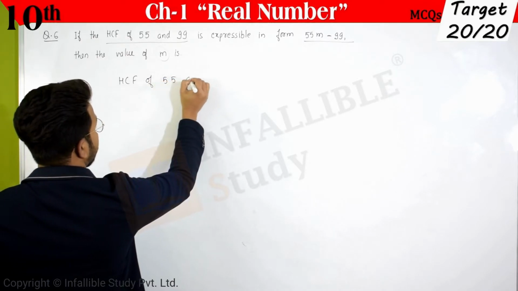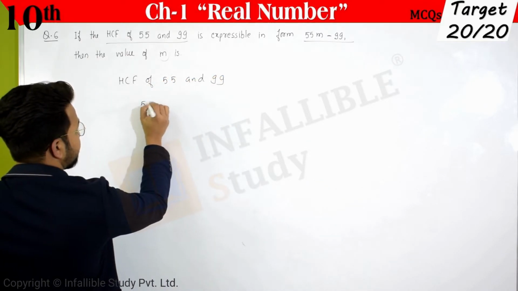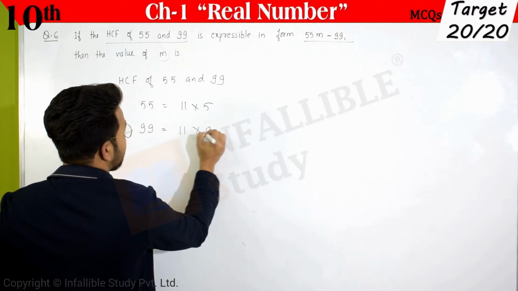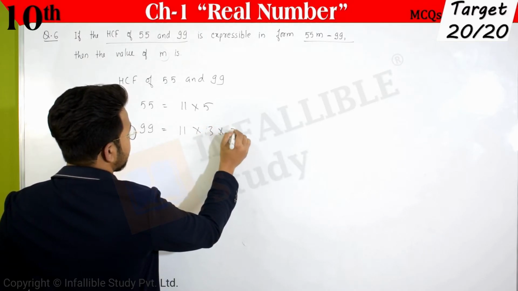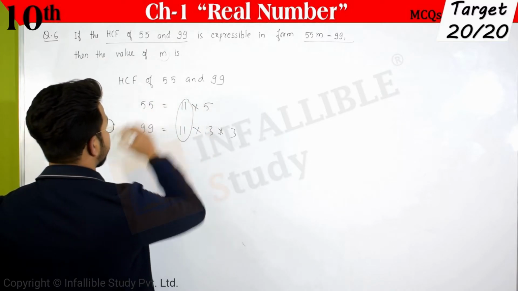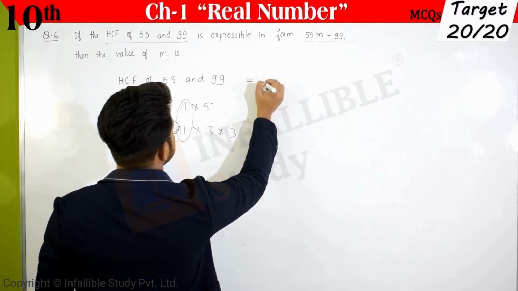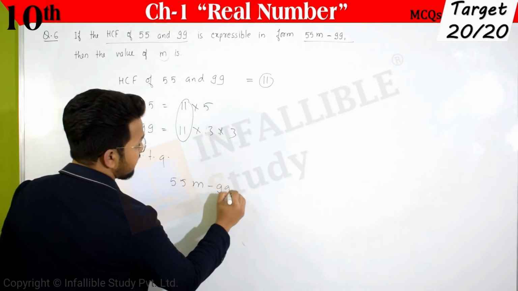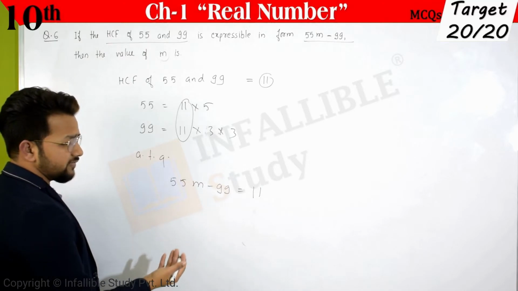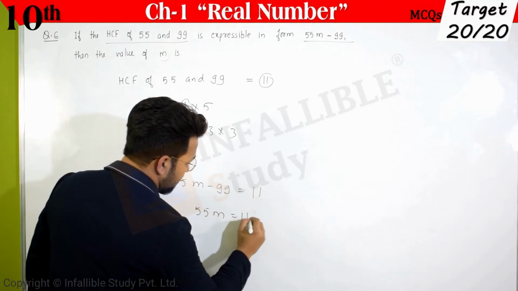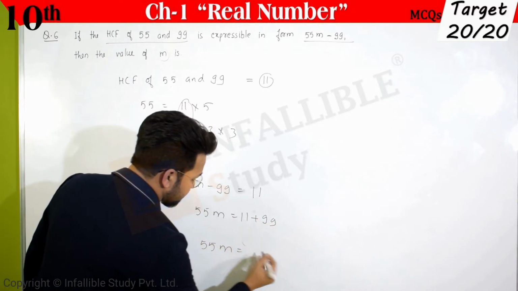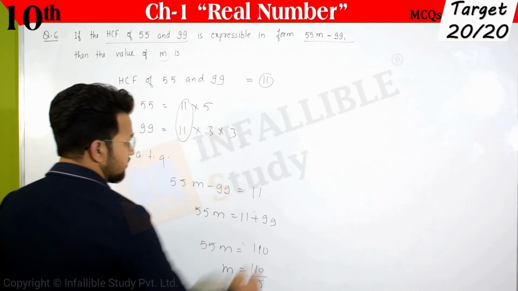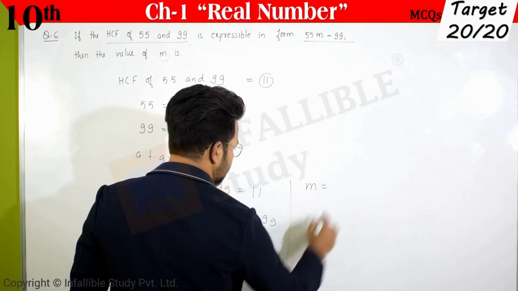HCF of 55 and 99. 55 can be written as 11 multiplied by 5 and 99 can be written as 11 multiplied by 9, and we can also write 9 as 3 multiplied by 3. So the highest common factor is 11. So the HCF of 55 and 99 is 11. So according to the question, 55m minus 99 is equal to 11. Now it's very easy to find the value of m. 55m is equal to 11 plus 99, and 55m is equal to 110. So m is equal to 110 divided by 55, so the value of m is equal to 2.